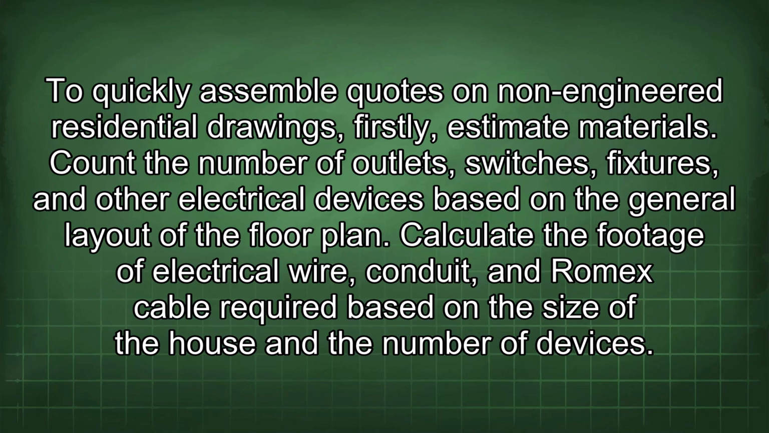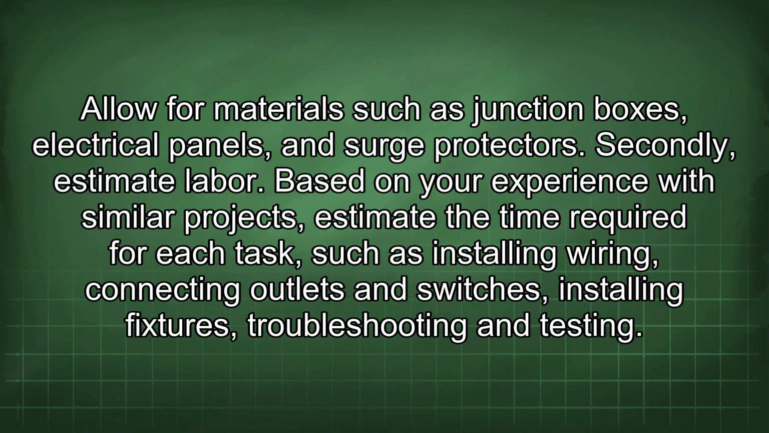To quickly assemble quotes on non-engineered residential drawings, firstly, estimate materials. Count the number of outlets, switches, fixtures, and other electrical devices based on the general layout of the floor plan. Calculate the footage of electrical wire, conduit, and Romex cable required based on the size of the house and the number of devices. Allow for materials such as junction boxes, electrical panels, and surge protectors.